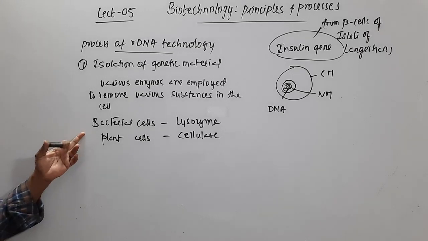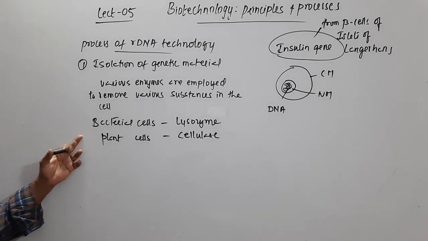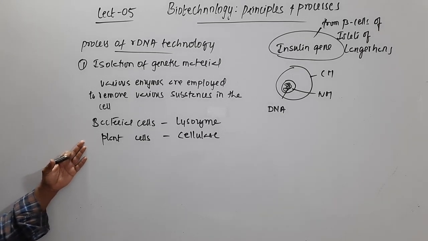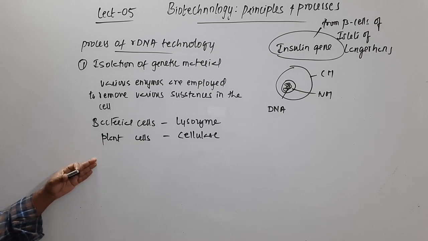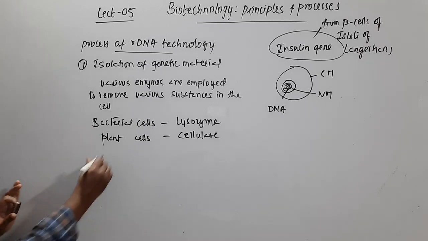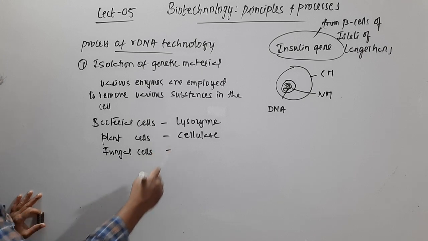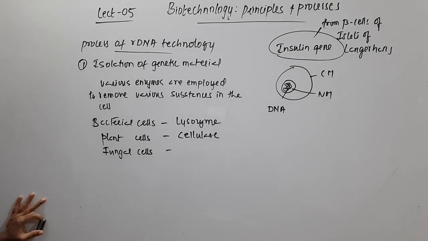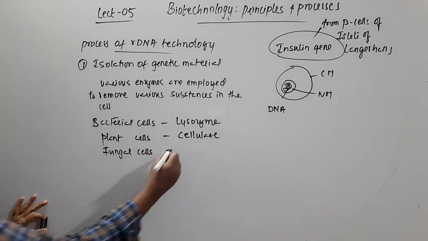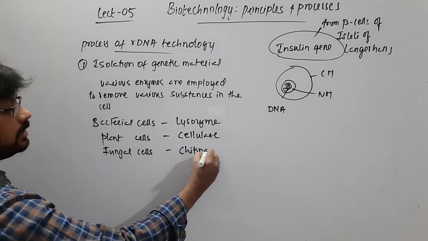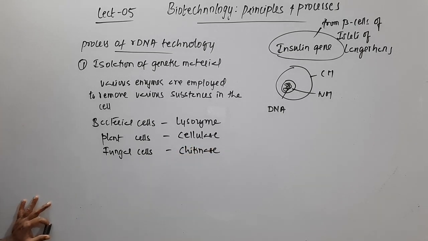So even bacteria have cell walls that can be disrupted by using the enzyme lysozyme, and in case of plant cells by cellulases. And then in case of fungal cells, we know they have the presence of chitin in their cell walls. Hence, I will be using the enzyme called chitinase.